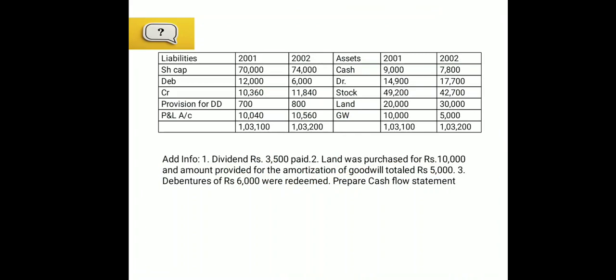Stock is also a current asset. Then we have the next item, land. If we go by the balance sheet value only, in 2001 land value is 20,000 and in 2002 land value is 30,000. That means 10,000 extra compared to the last year. So the simple assumption is that we have purchased extra land worth rupees 10,000.